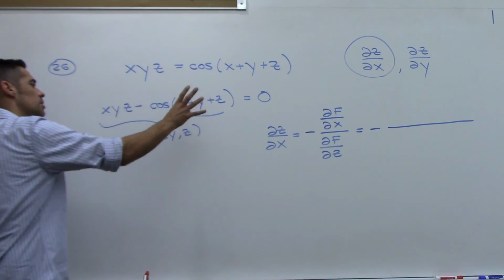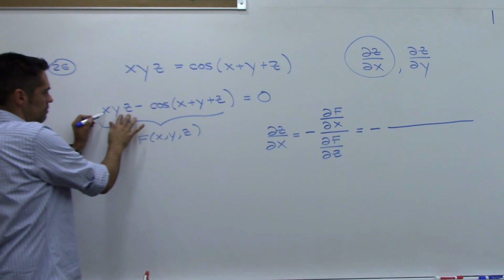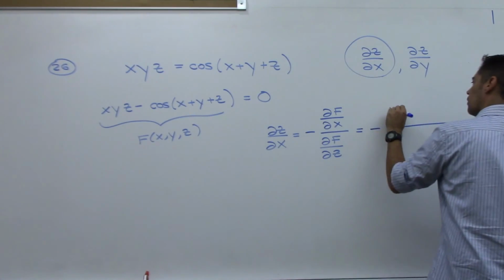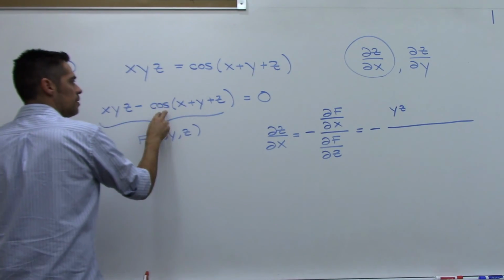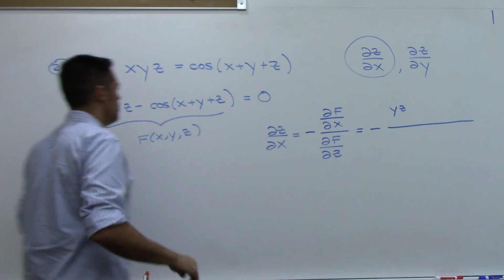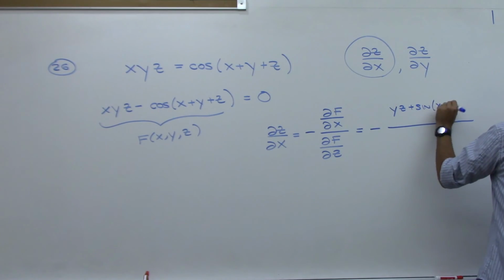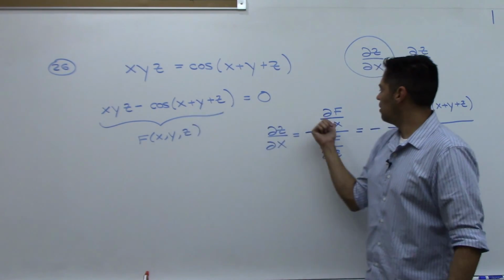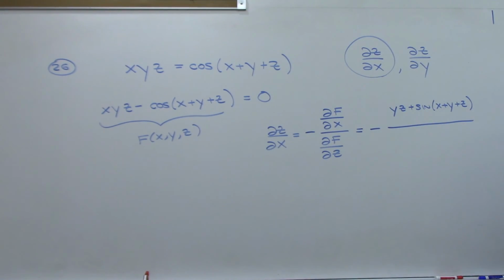So I'm going to go through here. I'm going to treat all my x's like variables. I'm going to treat y and z like constants. So this is a constant times x, such as yz, minus, now the derivative of cosine of something is negative sine, so that minus negative sign is going to become plus sine of x plus y plus z, but then times the derivative of what's inside with respect to x, so just 1 plus 0 plus 0, so just 1, so I tack a 1 onto the end of that.